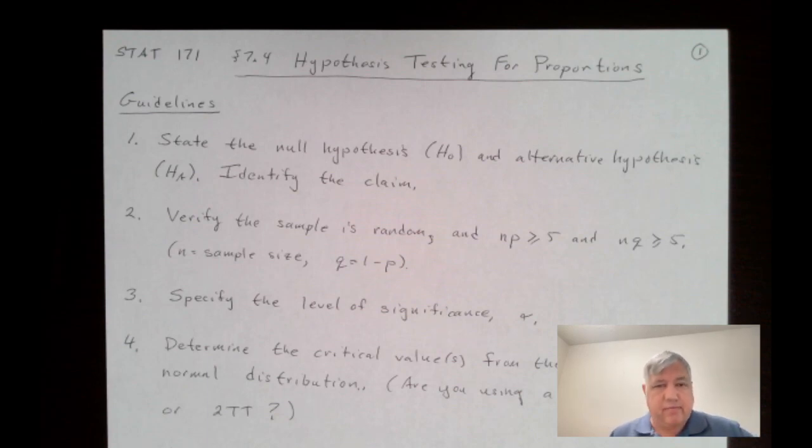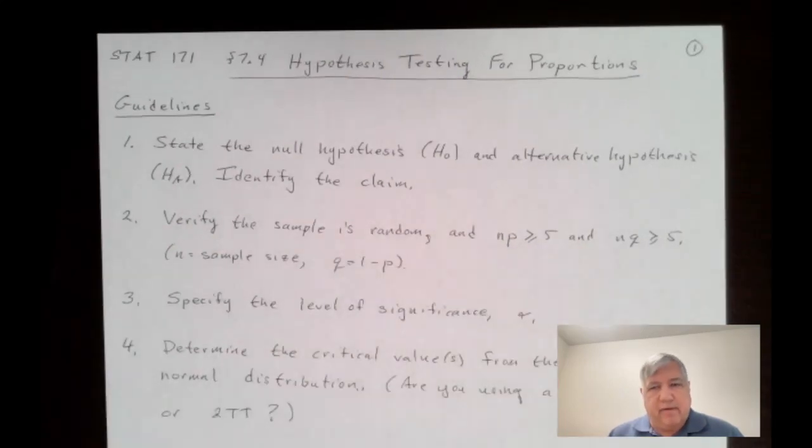Then you verify the sample is random, and then you also have to check these two values: if n is the sample size, p is the proportion stated in your claim, and q is 1 minus p, then you need to check that np and nq are both greater than or equal to 5. Okay, we need this so that we can use the normal distribution. If either of these are false, we can't go ahead. We can't use this.